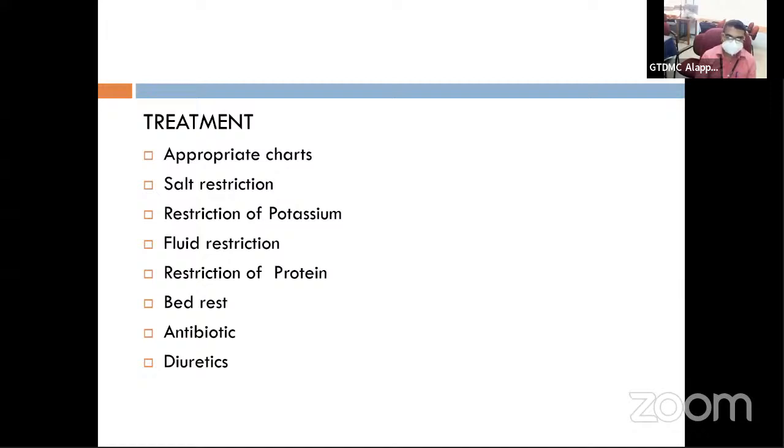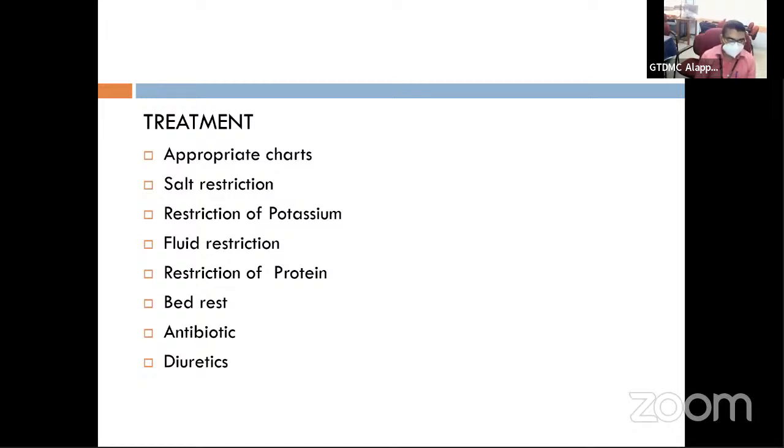In persons who are allergic to penicillin, you can give erythromycin. So antibiotic is not a must. If there is evidence of residual streptococcal infection, then only antibiotic is indicated. And diuretics. Diuretic is indicated because the dominant manifestations are due to fluid overload.